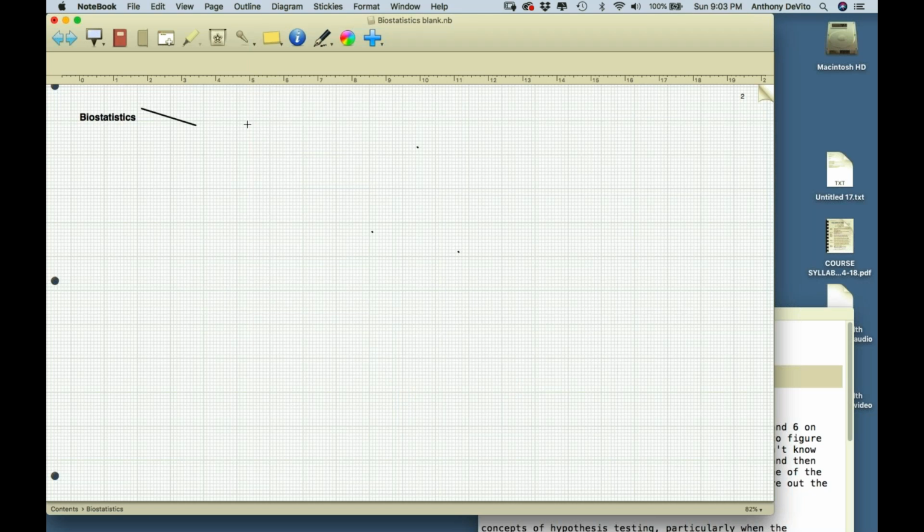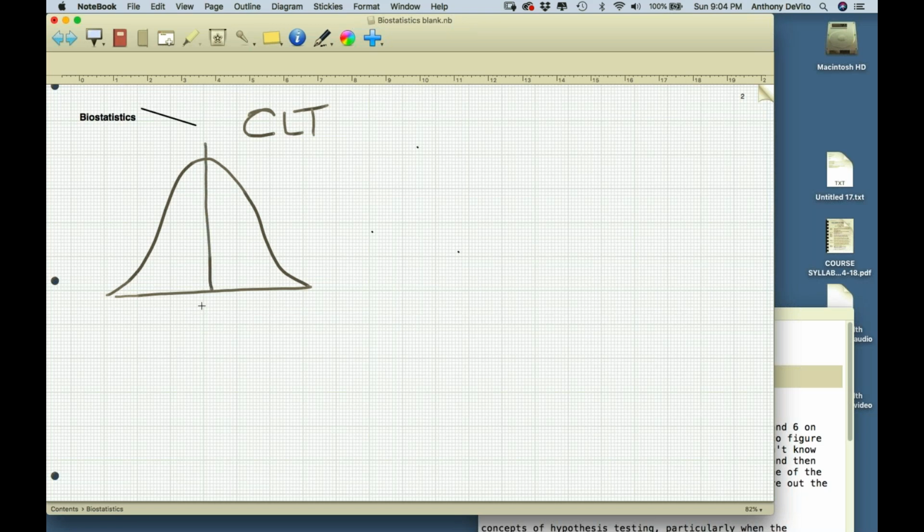Okay, so the first thing I want to talk about is the central limit theorem. The central limit theorem told us that if we had a large population, maybe a million people, and we measured some parameter that was normally distributed, for instance body temperature, the average body temperature might be 98.6 for this population of a million people.